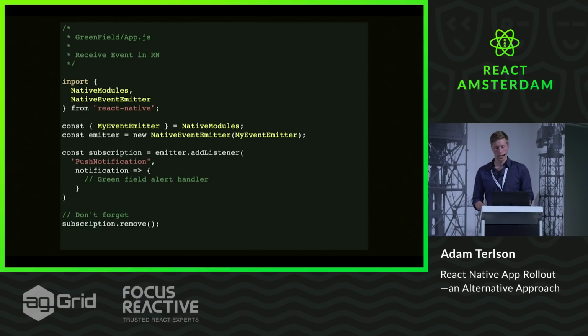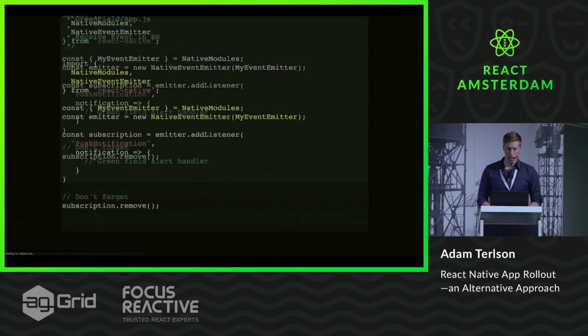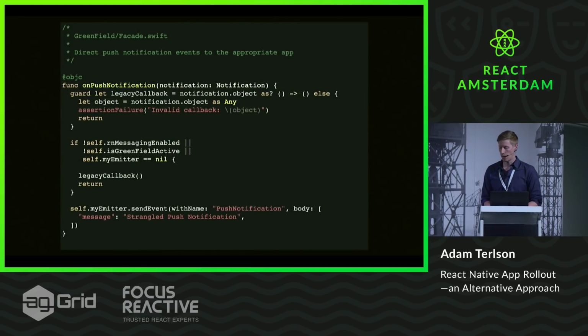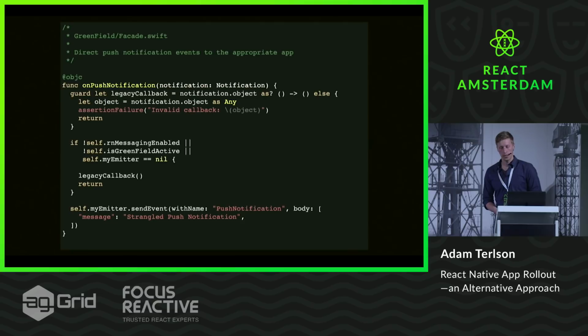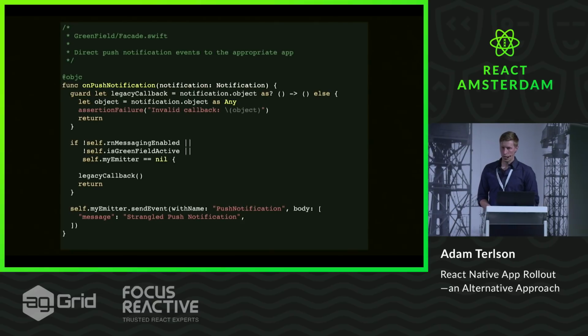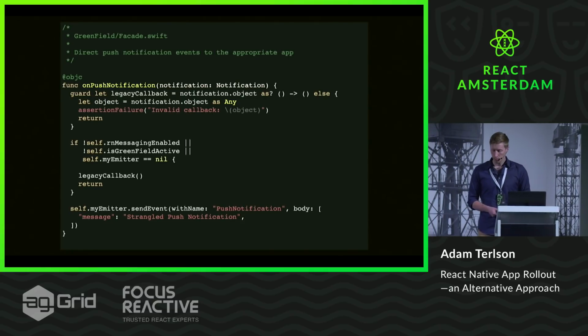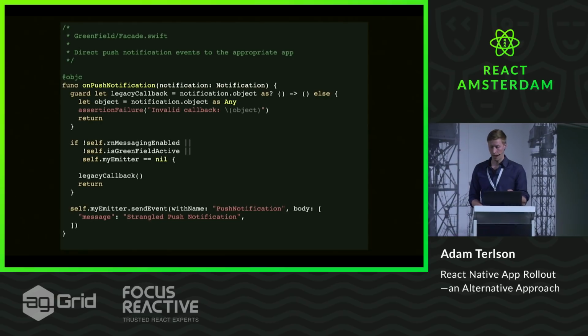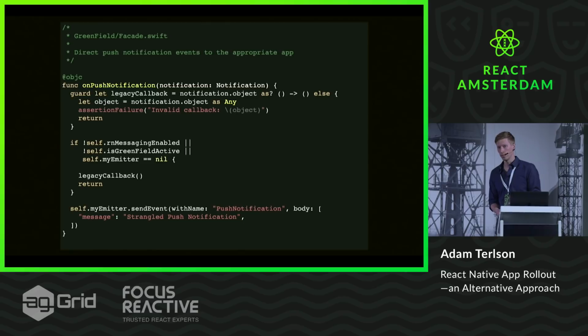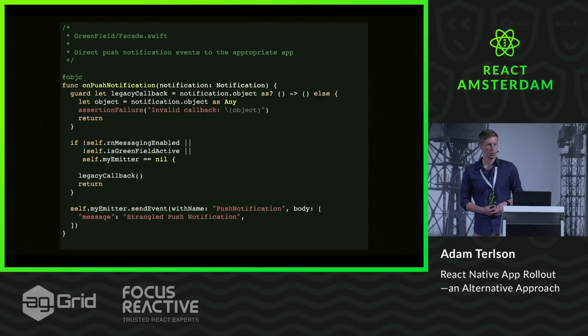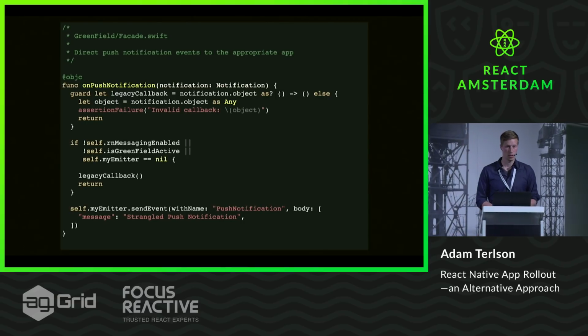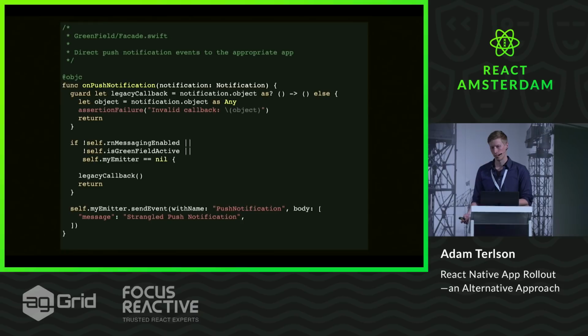How do we start directing these requests? Well, once again, the work is in the facade. So we update our facade once more, such that now we need to check whether our greenfield application is capable of handling the messaging, and that the application is running, and that we have an event emitter. And when all of these are true, we're going to send this push notification event to our React Native app.